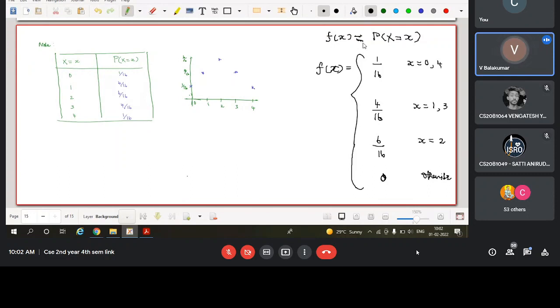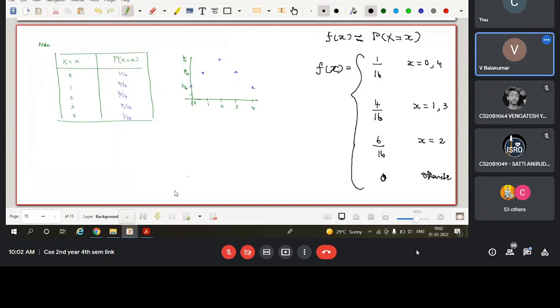Which one do we prefer? Which one do you like? Tell me, someone, quickly. Which one will be more appropriate? Which one would you like to use hereafter? Which is easy? That's what I'm asking you. Among these 3 representations, if I give you some experiment and ask for the probability distribution, which is easy for you? Quick. F of x, this last one.